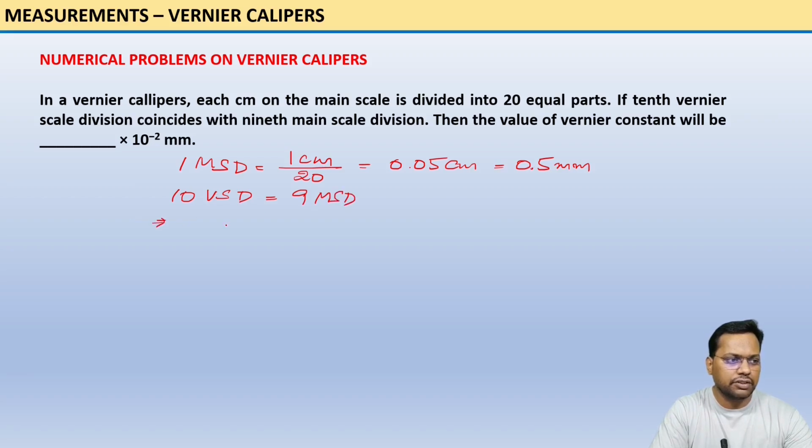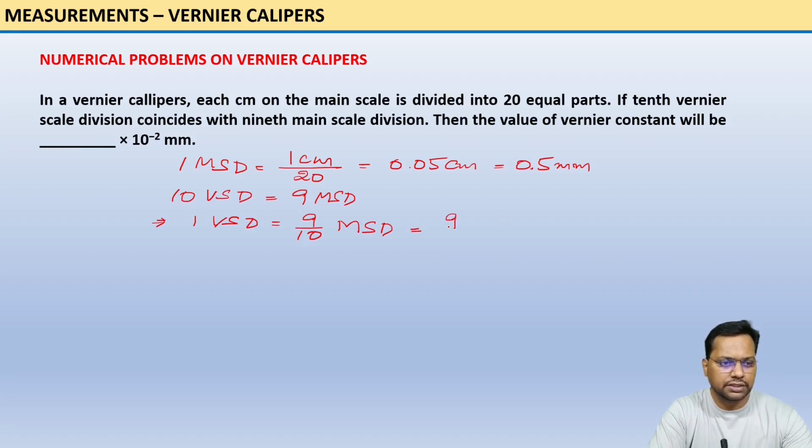So from this we can find out the value of 1 VSD, 1 Vernier scale division, that is equal to 9 by 10 main scale division. Since we know the value of main scale division, we can substitute here, that is 9 by 10 into 0.5. Okay, 9 into 0.5, that is 4.5, divided by 10, that is 0.45 millimeter. Okay, now we have the values of 1 MSD and 1 VSD.